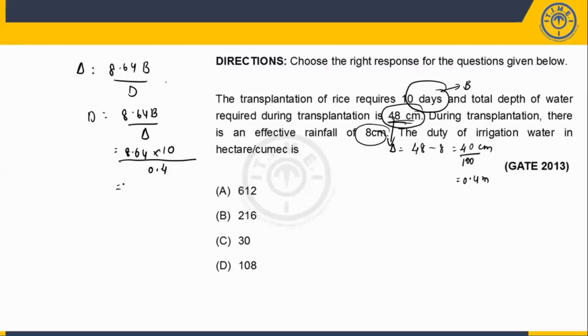What is the answer? 216. Units, please. Hectare per cubic. Good. Practice these kinds of questions also. Tomorrow, in the next class, we will do the questions of 2022, 23 and 24.